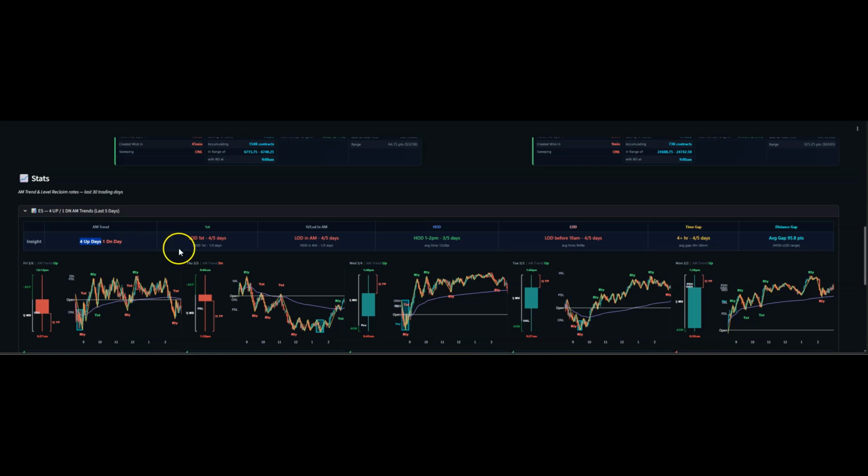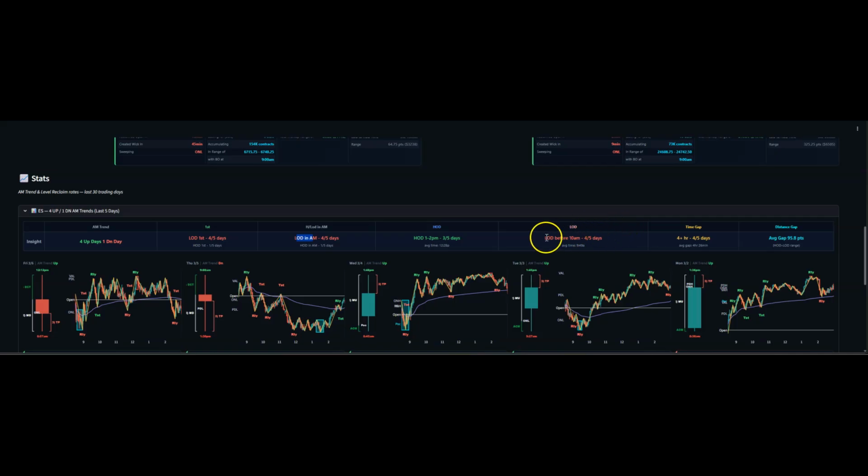What came first, the high of day or the low of day? The low of day came first 4 out of 5 days. That's important information. It means the low of day comes first, and then it brings price up. And in the AM, you had the low of day 4 out of 5 days. So the tendency was to have the low of day first. High of day occurred around 1 or 2 p.m. with an average time of 12:28, 3 out of 5 days.